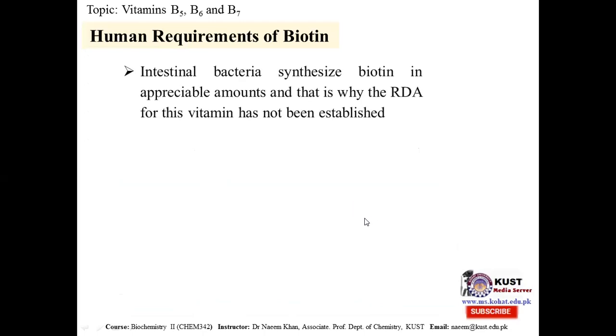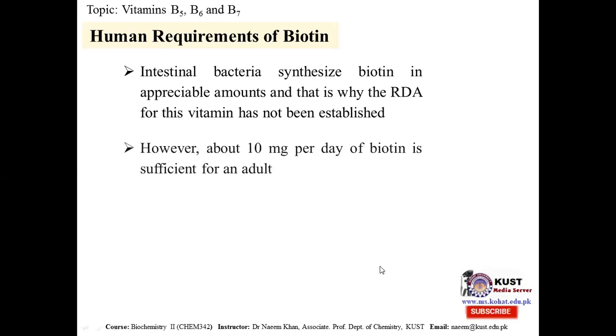Human requirements: intestinal bacteria synthesize biotin, vitamin B7, in appreciable amounts, and that's why the RDA of this vitamin has not been established. As this vitamin is widely available and usually there is no deficiency, the RDA has not been set. However, under abnormal conditions, up to 10 milligrams per day of biotin is sufficient for an adult.